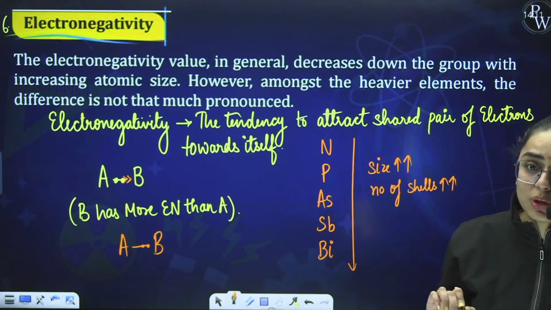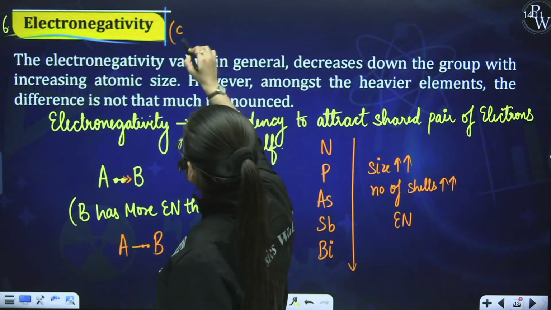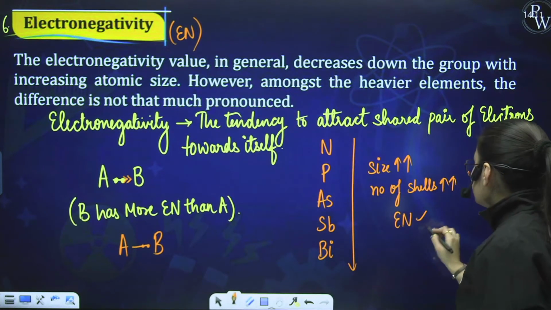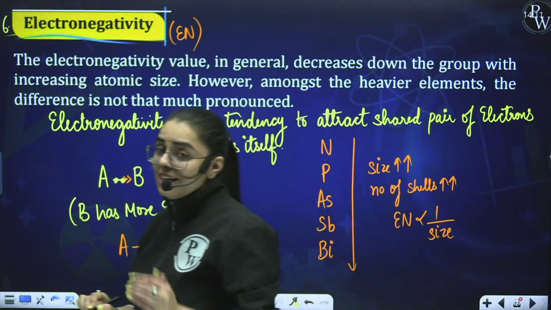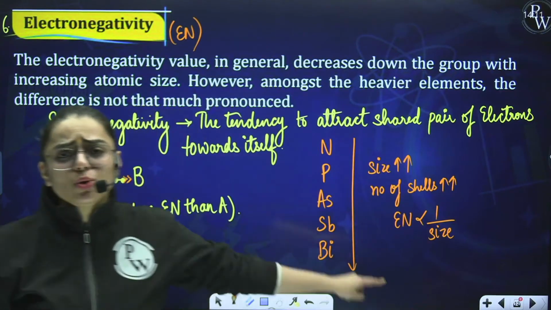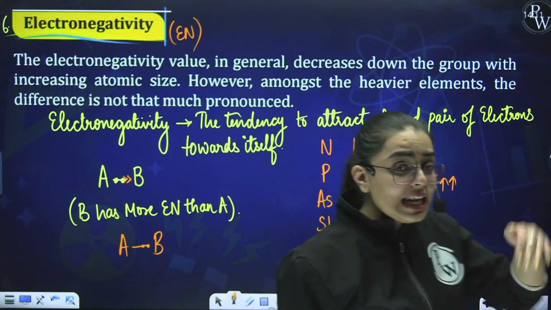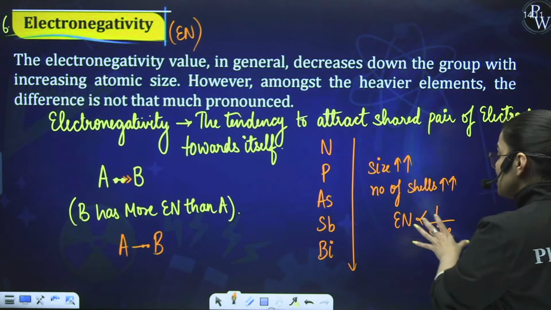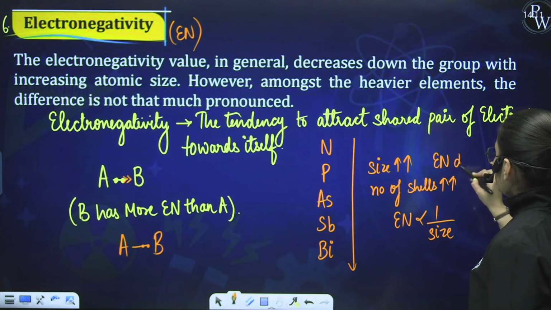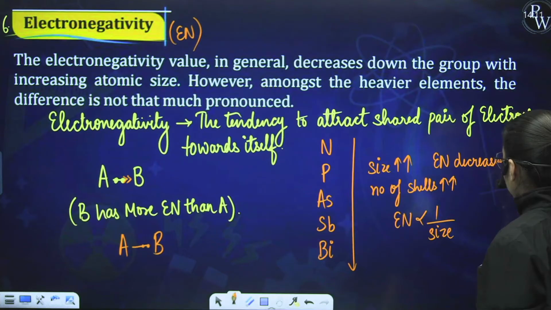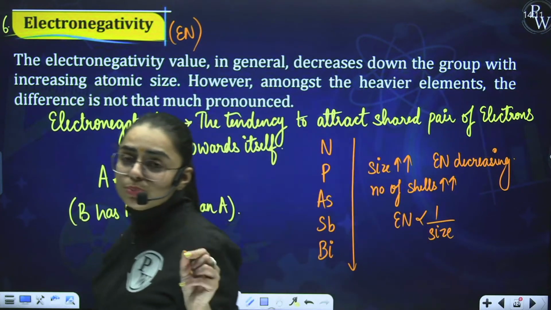And there is a rule that you need to remember, that electronegativity, my dear students, which I represent by capital EN, is inversely proportional to size. The more the size, the less the electronegativity. The less the size, the more the electronegativity. Are you getting my point, what I am saying over here? It is inversely proportional. So as you move down the group, if size is increasing, then electronegativity is decreasing. Is it clear to you?